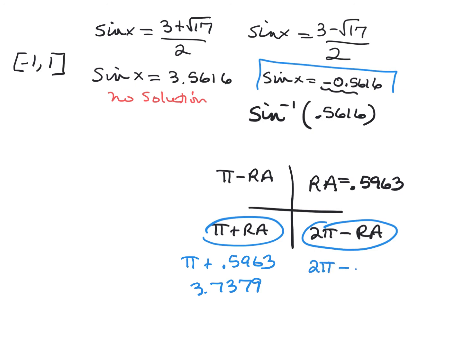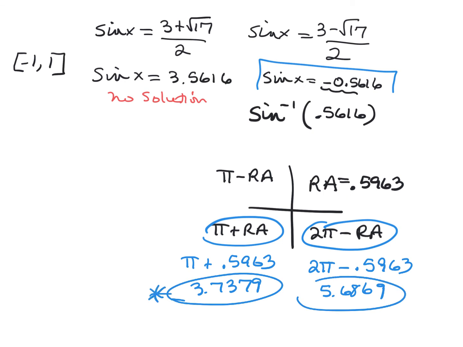Wait, you looked for where sine was negative? Correct. Okay. Then 2 pi minus 0.5963 gives 5.6869. And these are your two answers. Your answers are coming from quadrant 3 and quadrant 4. And that is it for the notes.